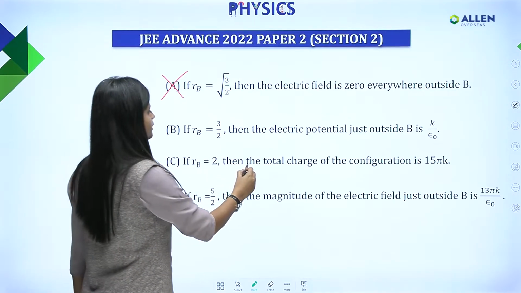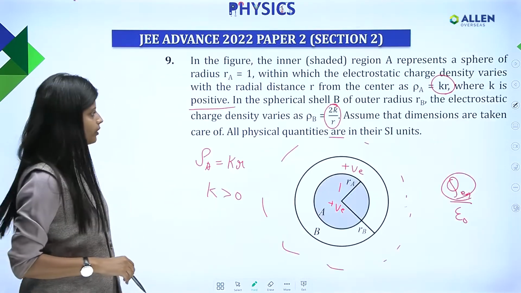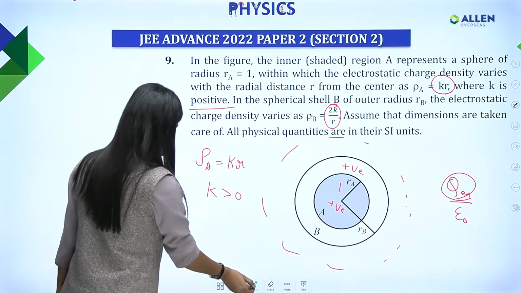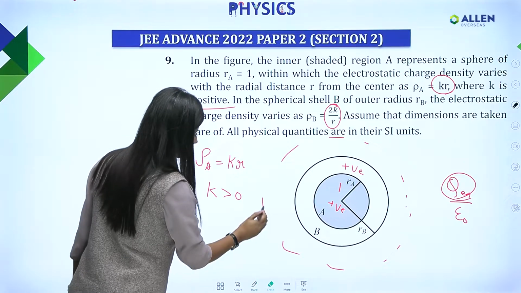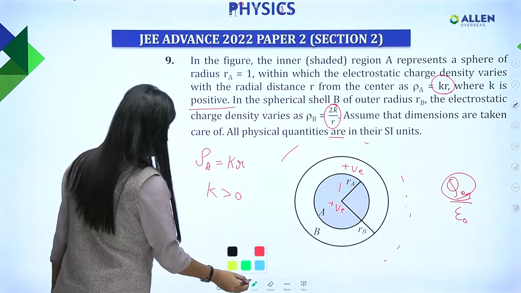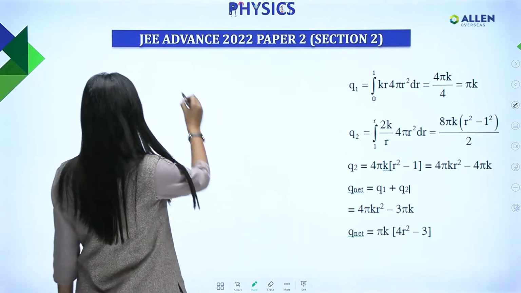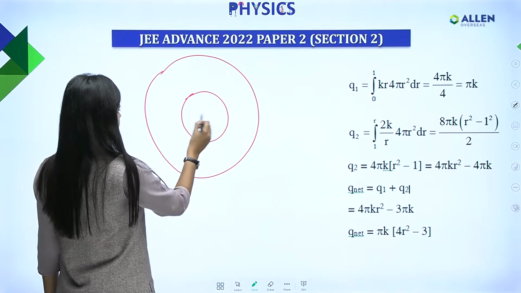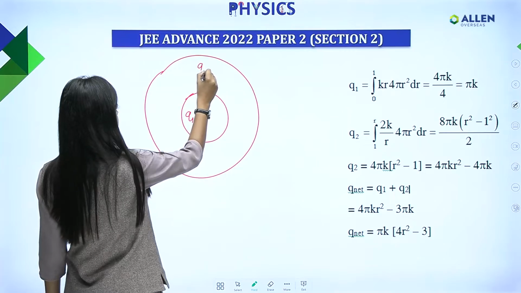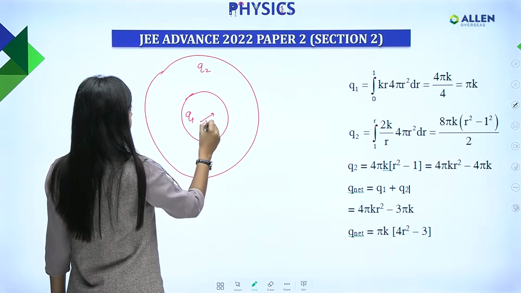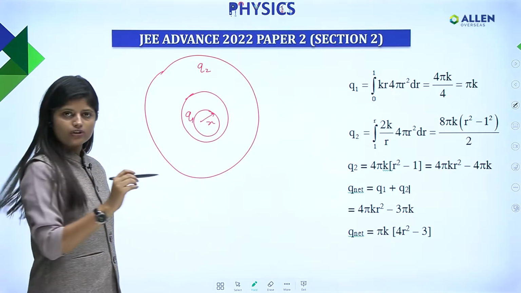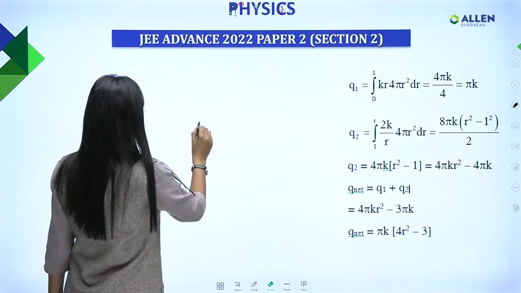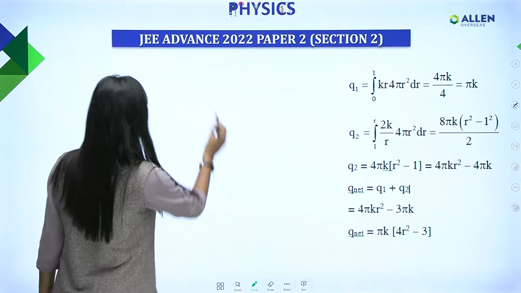Then first let us find the total charge of the configuration. How to find total charge of the configuration? So you can see here, let's call it Q1 and let's call it Q2. At a distance r, we will consider one thin shell. Let me draw a clearer diagram.